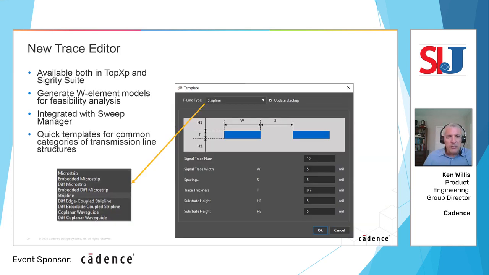One of the capabilities that makes it easy to do upfront exploration is the trace editor. This is available in both Topology Explorer and in System SI. This gives you the ability to quickly generate W-element models for feasibility analysis, integrated with the Suite Manager to explore different characteristics, and also comes with quick templates for common categories of transmission line structures.